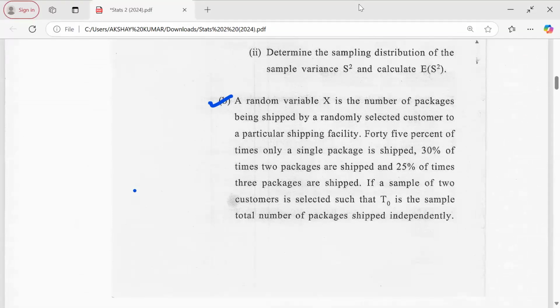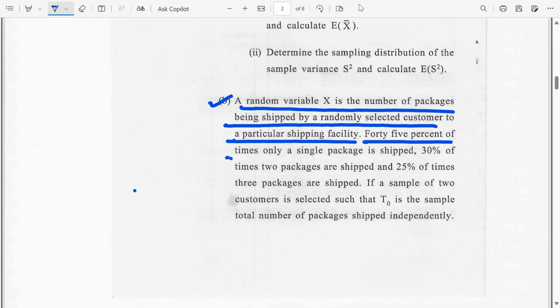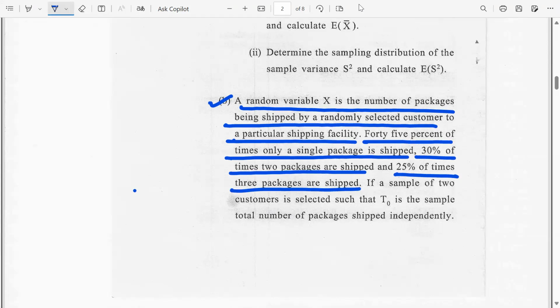So let's read part B. A random variable X is the number of packages being shipped by a randomly selected customer to a particular shipping company. Okay, so we are given the random variable X. We have defined it as equal to the number of packages being shipped. Then we are also given that 45% of the times only a single package is shipped, 30% of the times two packages are shipped, 25% of the times three packages are shipped.